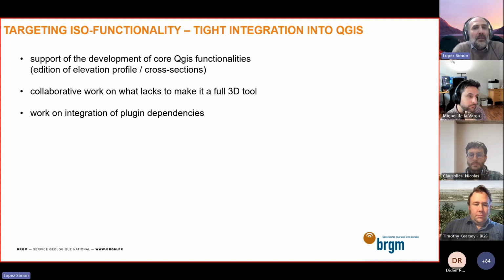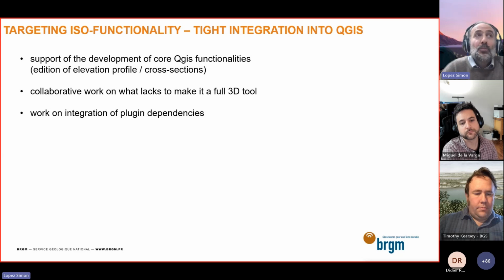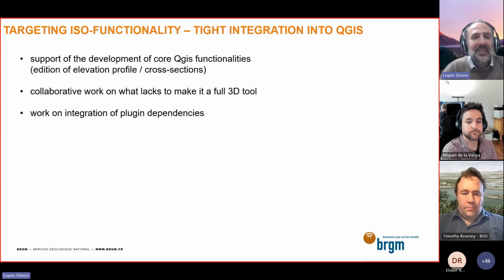So from our analysis, this means supporting the development of core QGIS functionalities. And that's what we are currently doing. For example, we are supporting development to improve what they call the elevation profiles, what we would call cross-sections in geological tools. And that is evolving quickly. And probably we could start some collaborative work or discussion on what lacks to make it a full 3D tool. And there is also a lot of work, as I mentioned, on how we could solve this problem of plugin dependencies that can be quite important.